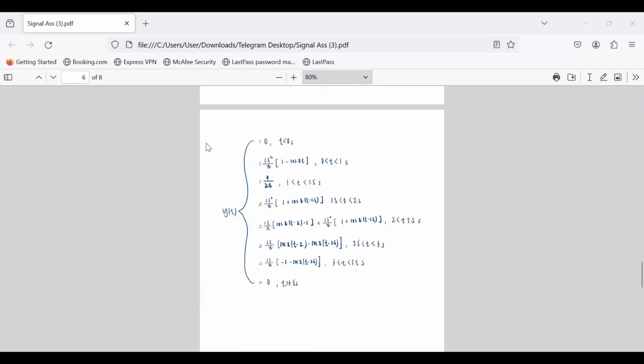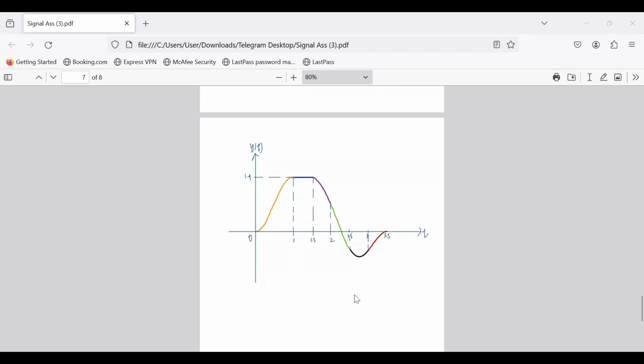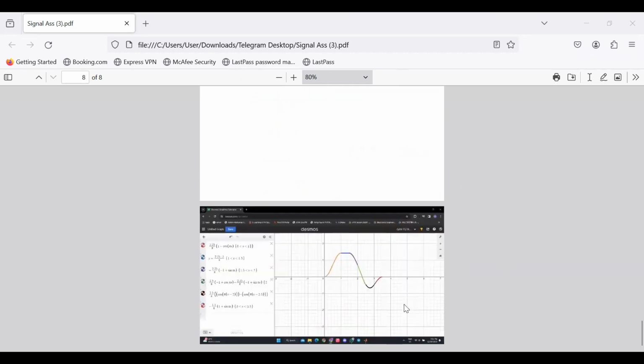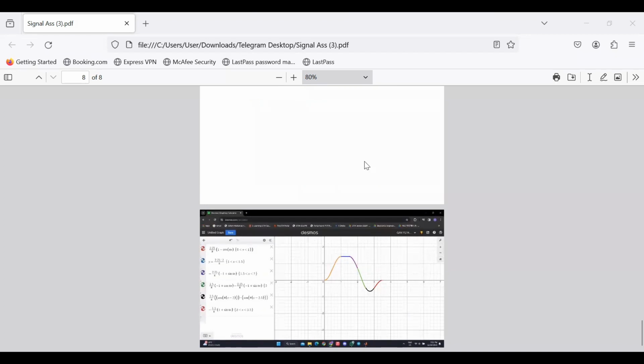Okay, so according to the different cases, we can get our yt equations. According to these equations, we draw our graph and get this overall graph. We check our graph against the decimals, and we can observe that it is the same. Thank you, Doctor.